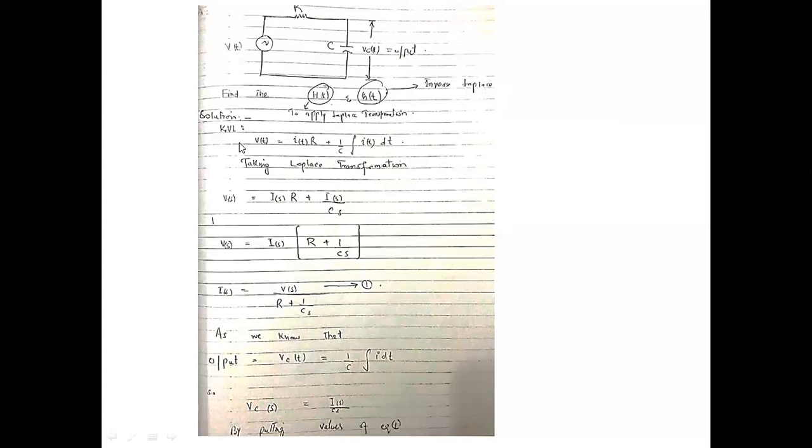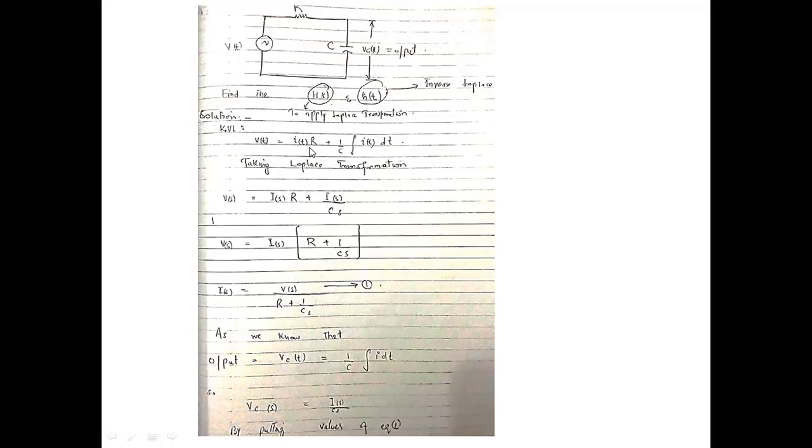So the first step is KVL. This is a single loop circuit. So V of t is equal to I of t into R, Ohm's law on the resistance, and then for the voltage drop across this capacitor, or voltage stored in this capacitor, 1 over C integration I(t) dt.